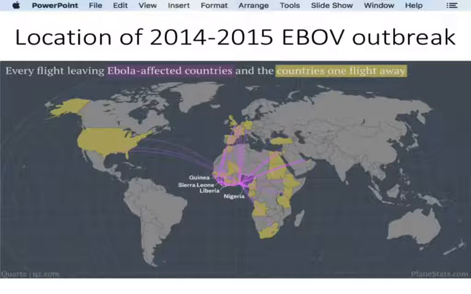This image, just real quick, I've grabbed and used a couple of times now. This just shows the potential for that pandemic. So this shows international travel.